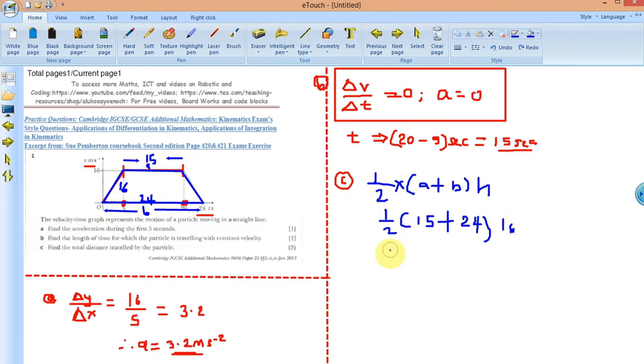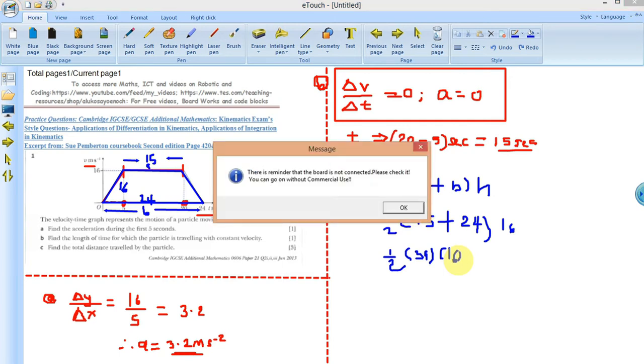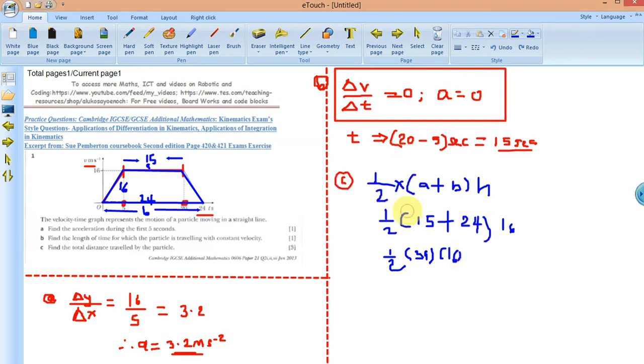So I think I'll just go ahead and use the calculator to complete this. I don't need to waste much time. 15 plus 24 equals 39. So 39 times 16, times half. This question is quite simple, right? I'm going to solve a simple question today. So that is 312 meters.